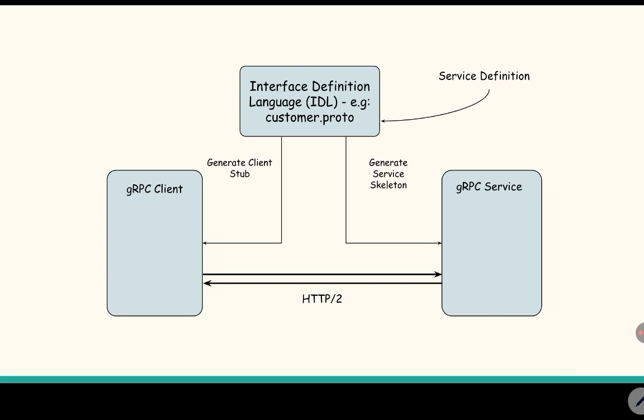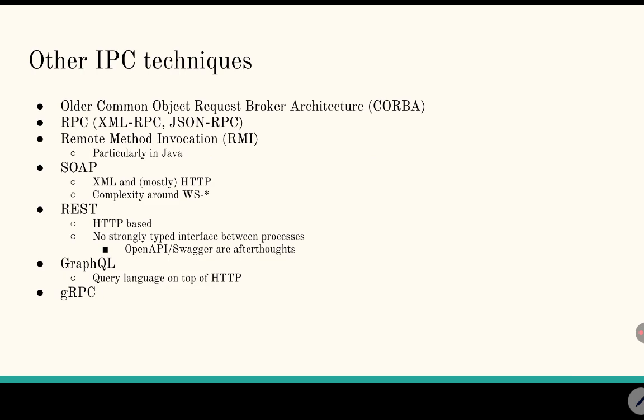And underneath, when that client makes the call to that particular function, behind the scenes the client creates a connection with the service using HTTP2, and then the communication starts using the bidirectional protocol that HTTP2 is, right? So that's the high level of gRPC.